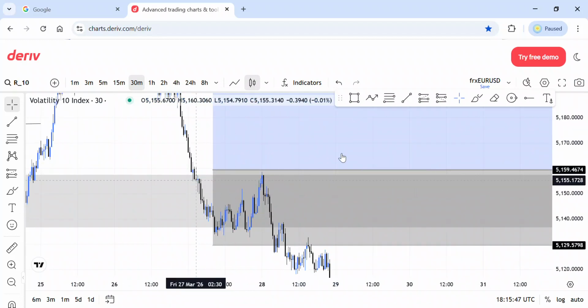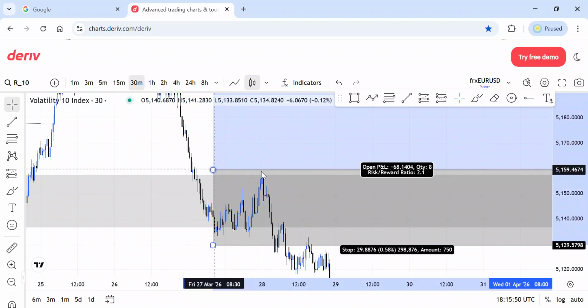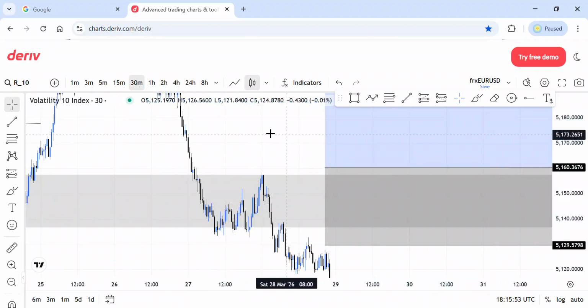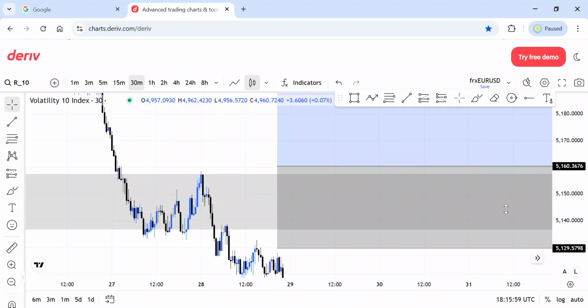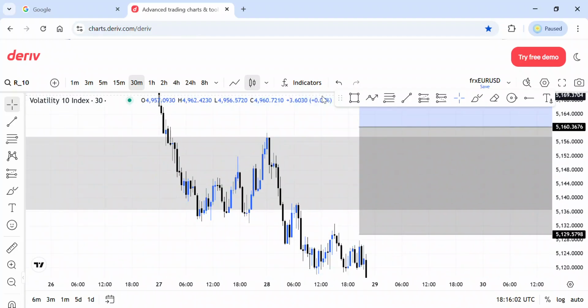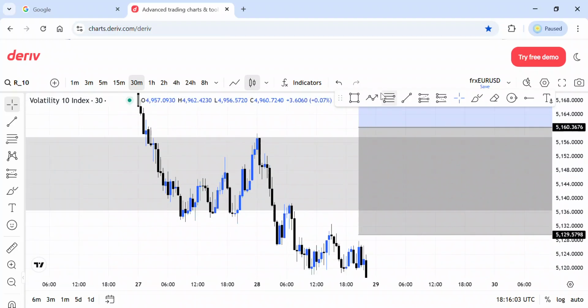As you can see right here, let me just zoom this out. We are not really seeing a valid confirmation entry. Why am I not seeing it? It is because I'm not seeing a kind of liquidity sweep. You need to watch my liquidity video for you to understand what I'm saying. If you have not seen the video, it's on the channel.